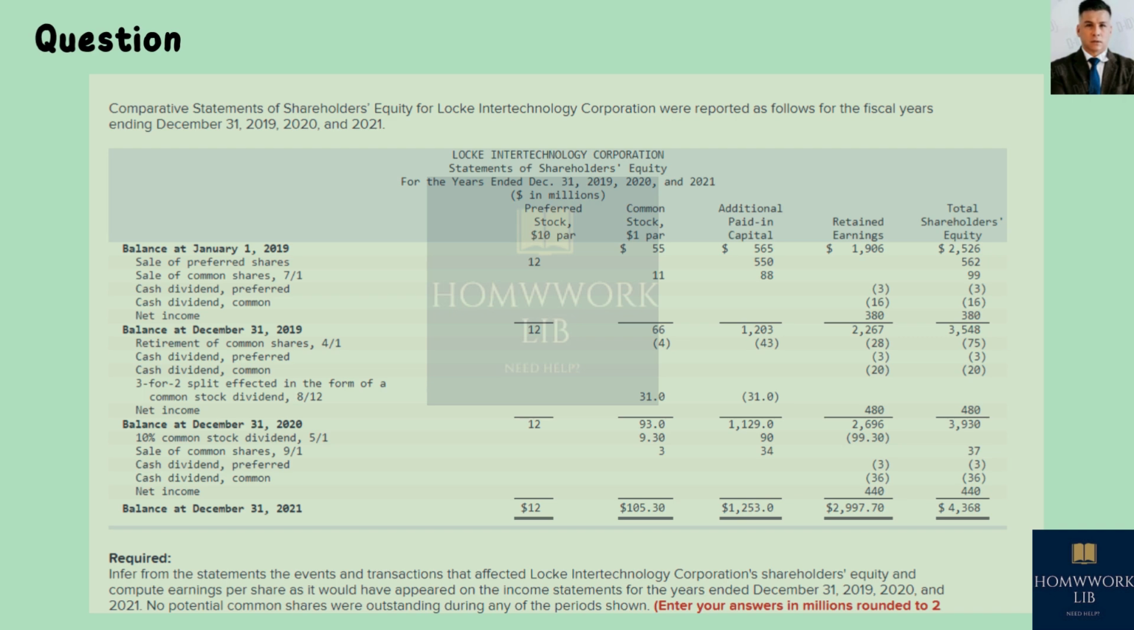Required: infer from the statements the events and transactions that affected Locke Intertechnology Corporation's shareholders' equity and compute earnings per share as it would have appeared on the income statements for the years ended December 31st, 2019, 2020, and 2021. No potential common shares were outstanding during any of the periods shown. Enter your answers in millions rounded to 2.